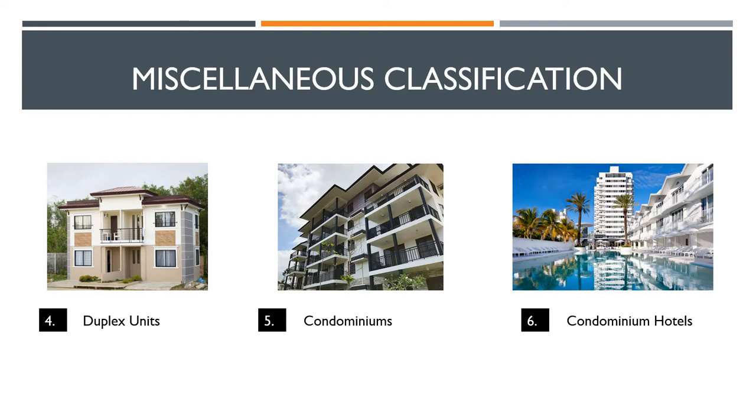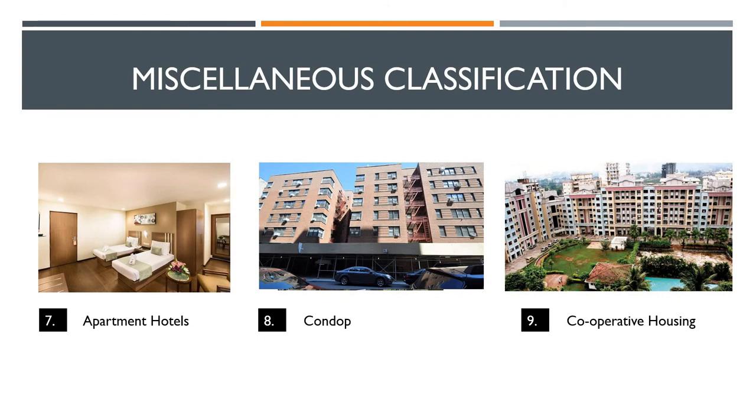The next is condominium hotel. When a condominium is converted into a hotel, those are known as condominium hotels. The next is apartment hotels. These are similar to a serviced apartment, but instead of owning a full flat, in case of an apartment hotel, you own a single room within a flat, not a flat, but a space.